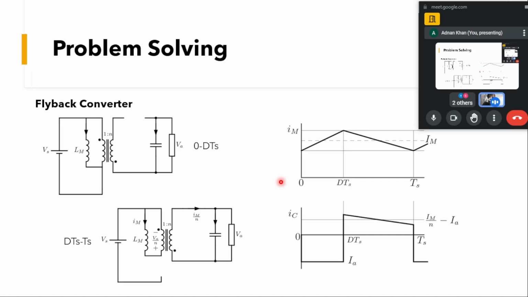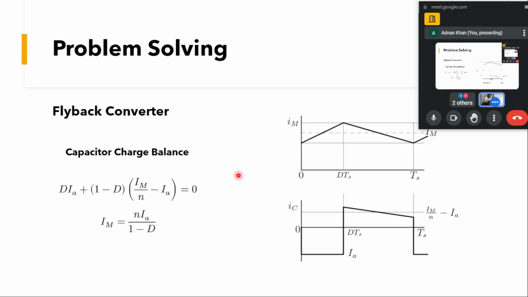Clear? Yes. So when it is clear, these are your modes of operation. All you need to do is apply the charge balance and voltage balance equations. You can see through the notes and you will come up with these equations.